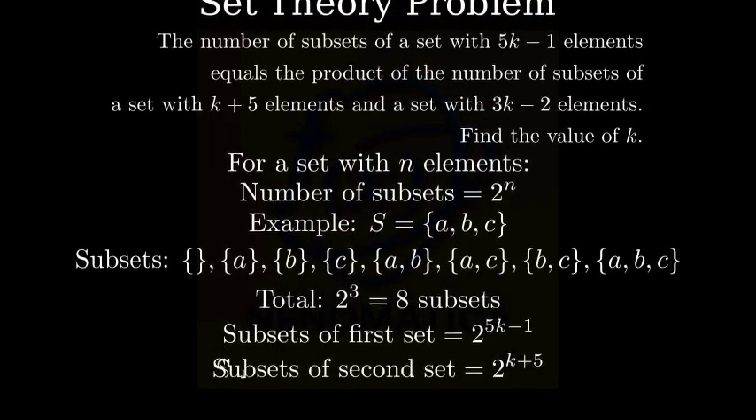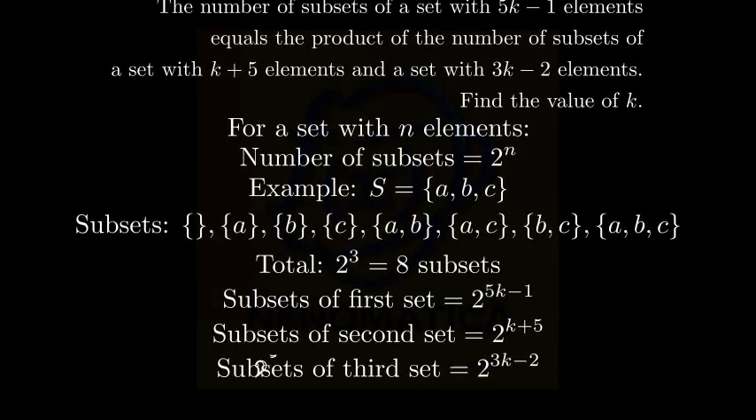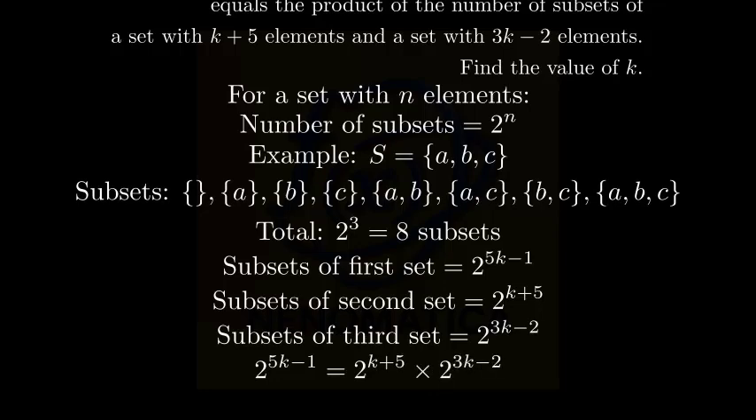For a set with 5k minus 1 elements, the number of subsets is 2 raised to the power of 5k minus 1. For a set with k plus 5 elements, the number of subsets is 2 raised to the power of k plus 5. For a set with 3k minus 2 elements, the number of subsets is 2 raised to the power of 3k minus 2. According to our problem, the number of subsets of the first set equals the product of the number of subsets of the other two sets.